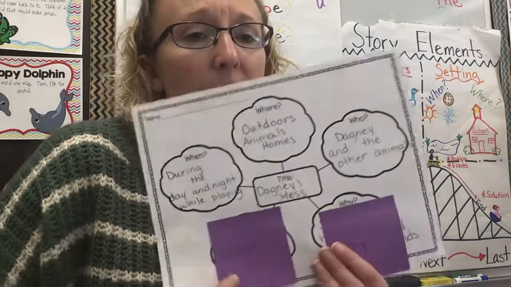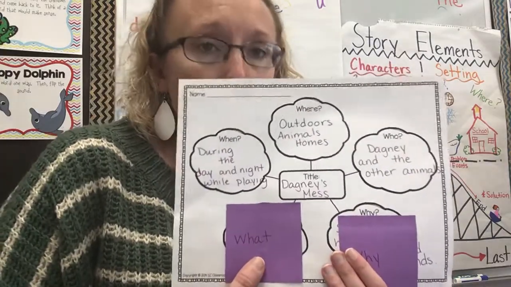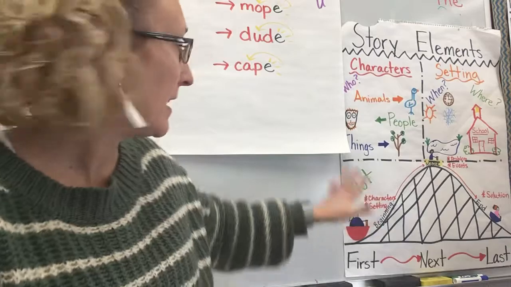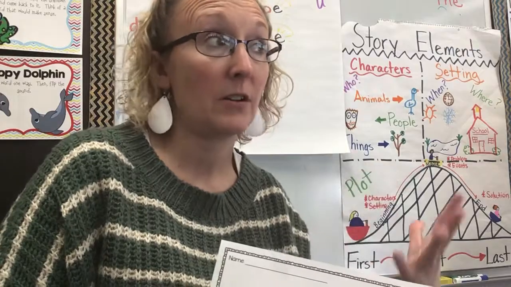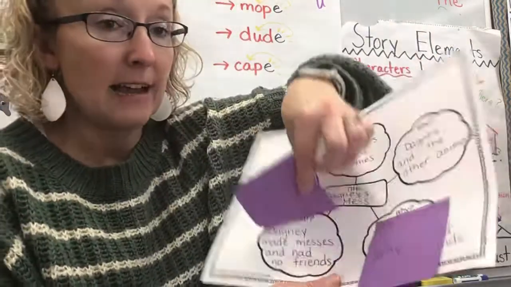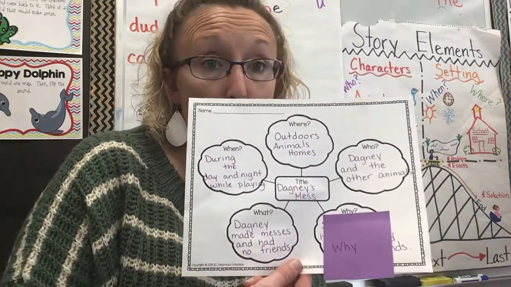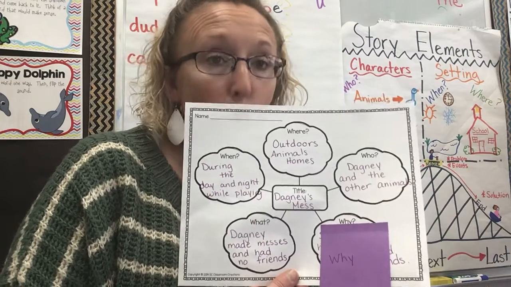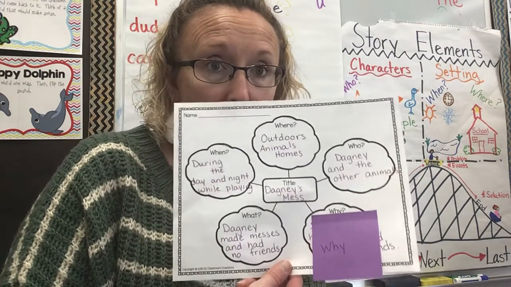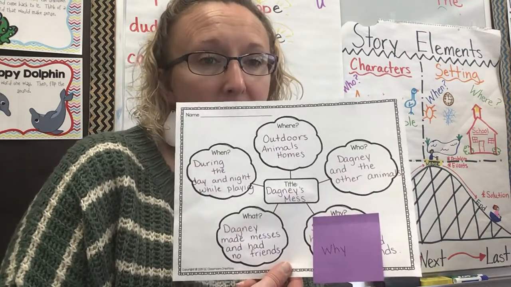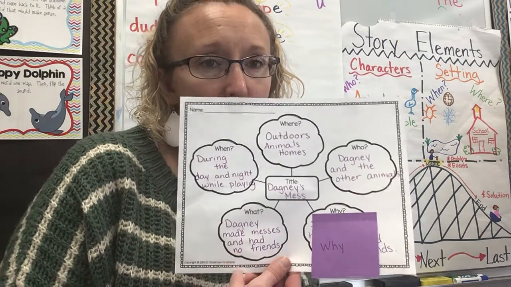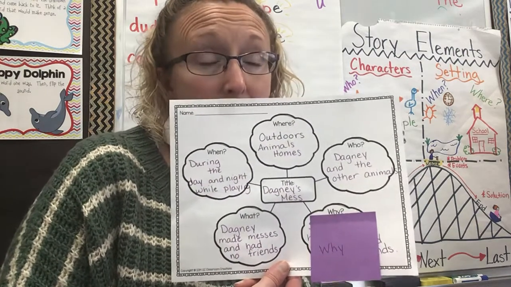Okay? The next one I did was the what. So for what, I figured that really needed to be like the plot roller coaster, but just one big thing that's happening. What was happening in this book over and over and over again? So for what, I said, Dagny makes messes and he had no friends. That's what this story is mostly about, right? I could say all the things that happened, but I could just squish it all into this one little sentence and it makes sense.